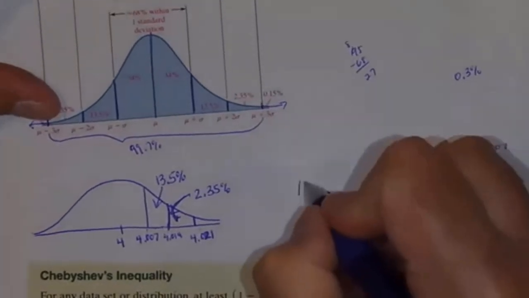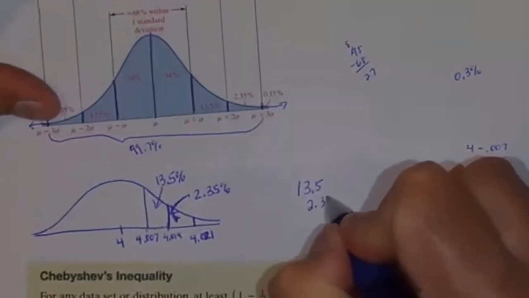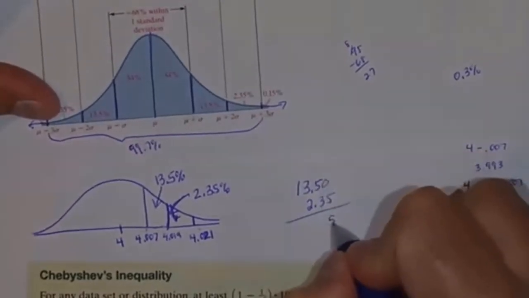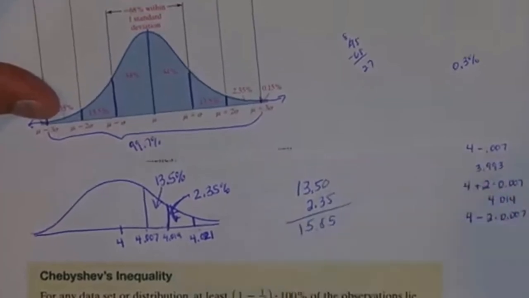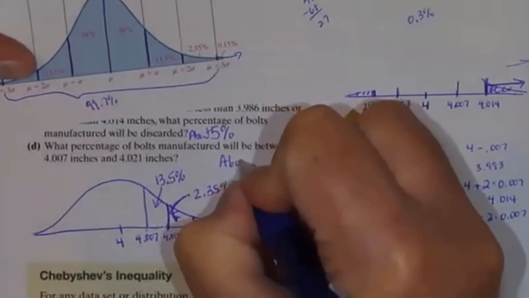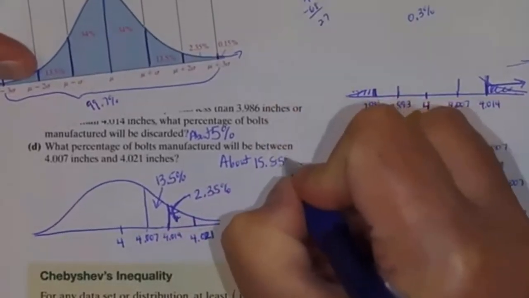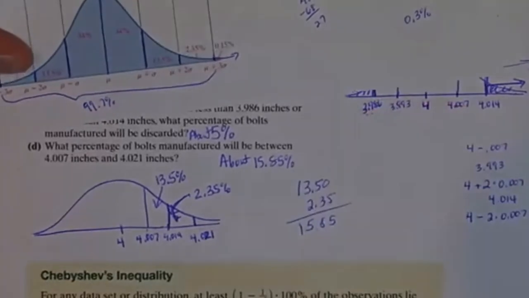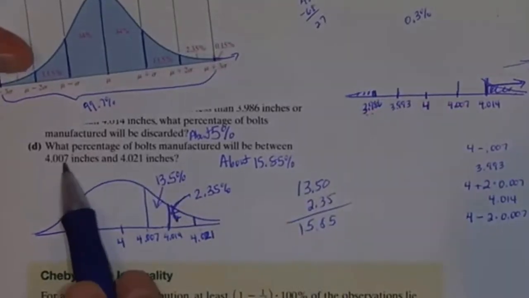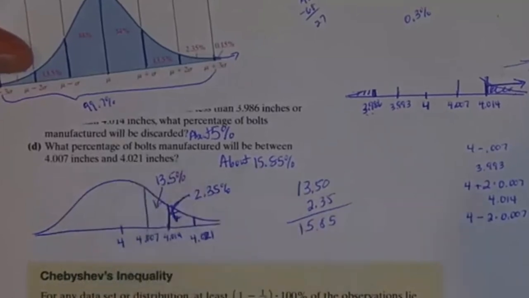So if I just add those together, 13.5 plus 2.35, that's going to be 15.85%. So the answer to the question, about 15.85% of the bolts produced will be between the length of 4.007 inches and 4.021 inches long.